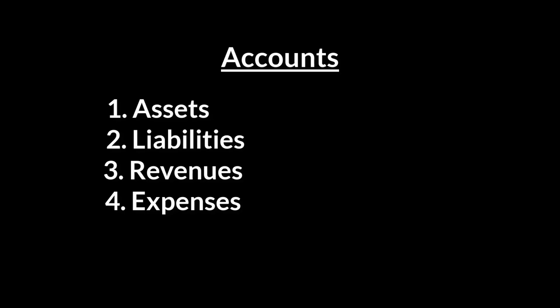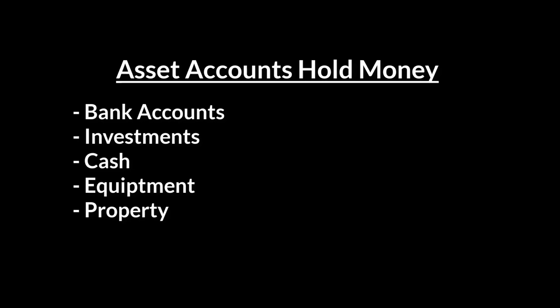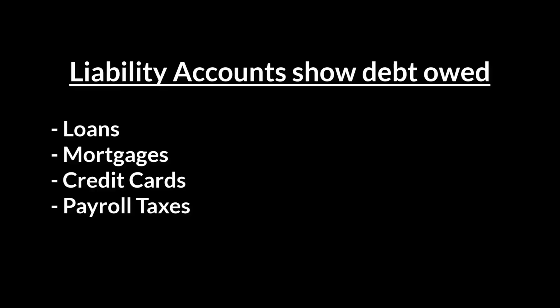Last, we have accounts. There are 4 main account types: assets, liabilities, revenues, and expenses. These account types make up your chart of accounts. Asset accounts hold the money. These are your bank accounts, investment accounts, cash, equipment, and property. Liability accounts show debt owed. These are your loans, mortgages, credit cards, and payroll taxes.